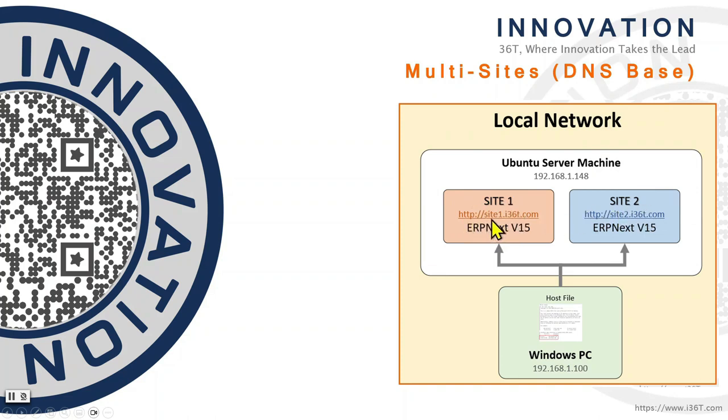and both will have a URL such as site1.i360.com and site2.i360.com. These two sites are on one server, so how will I access them from a Windows PC or any other PC using a browser? To configure two sites on a machine, I am assuming all the prerequisites are done and ERPNext version 15 is configured and installed, and we are ready to create sites.